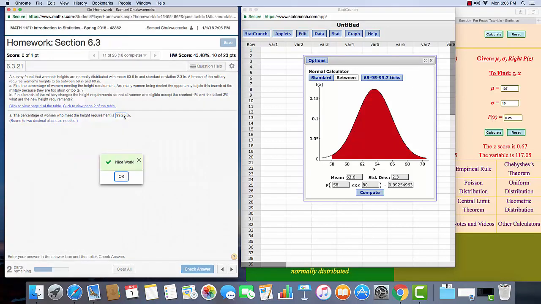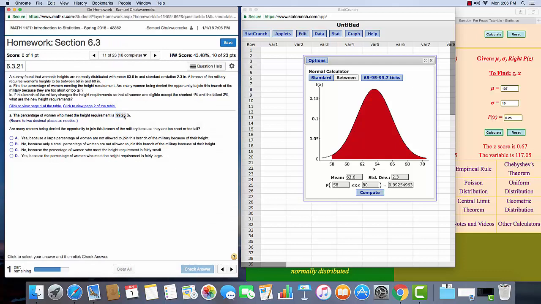99.25%. Okay? Next question. Are many women being denied the opportunity to join this branch of the military because they are too short or too tall? The 99.25% meet the requirement. So it's just very few. Only very few do not meet the requirement. So the answer is no.